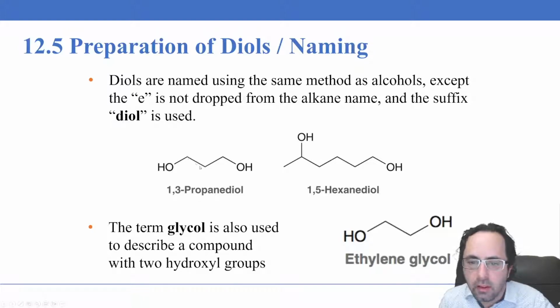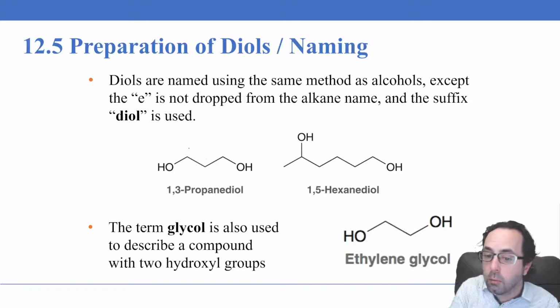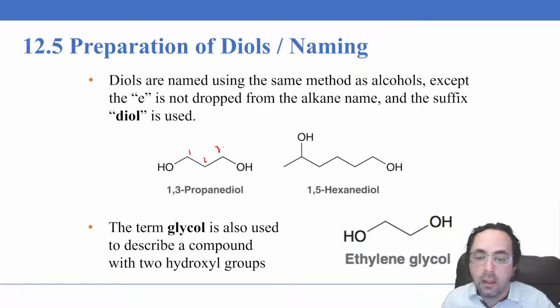In this example, we have 1, 2, 3 carbons. And so we're going to say propane for the 3 carbons, but there's alcohol groups on each end, and so we're going to say diol. So diol for 2 alcohol groups, and propane for the fact that they're attached to a propane primary chain. And then we use locants to indicate where the alcohol is. So this is carbon number 1, number 2, number 3. And so we're going to say 1,3-propanediol here.